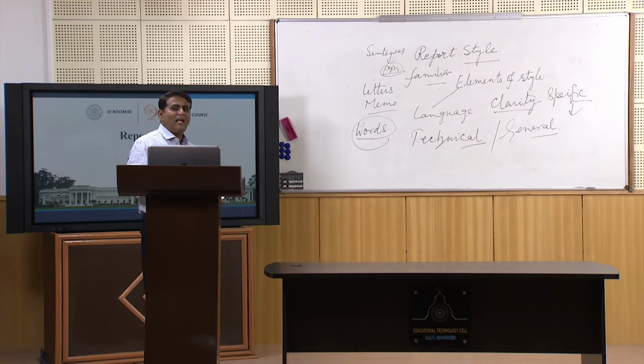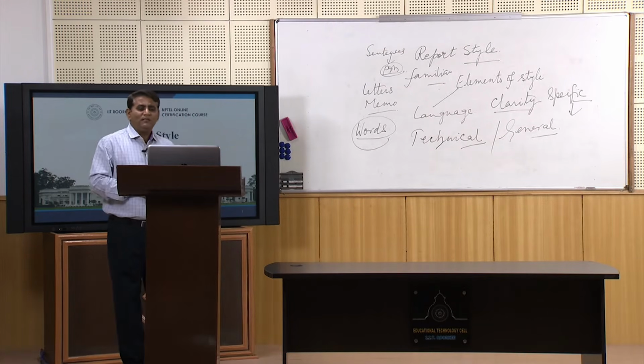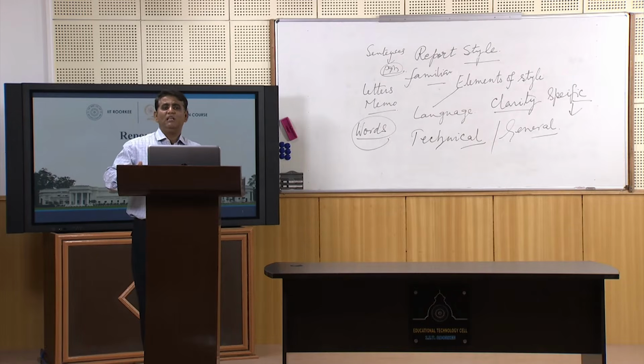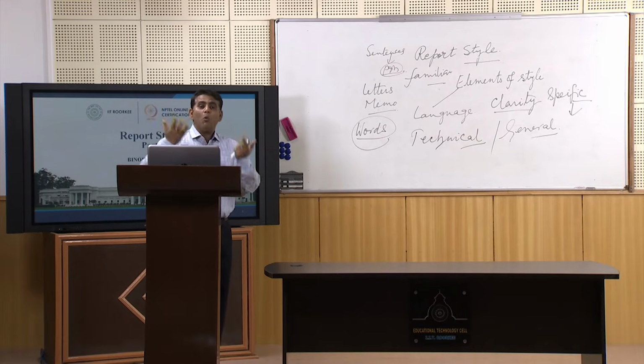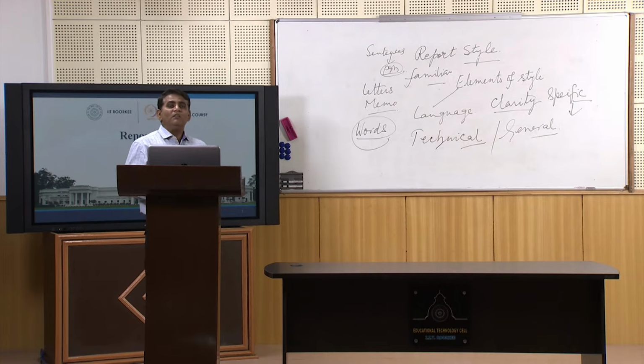Again, you can have a look at another sentence where you will find some unfamiliar words. See what the sentence says: the veracity of scientists' claim requires proper validation. The two words used here are difficult from the common people's understanding. Veracity, what does this veracity mean? So if we simplify it, instead of veracity we say truth, and instead of validation we say proof, the things will become easier.